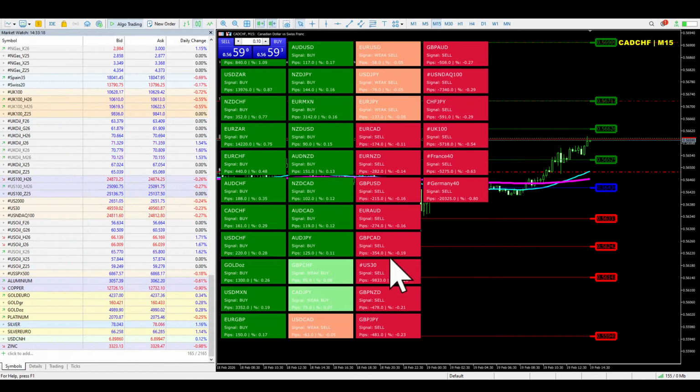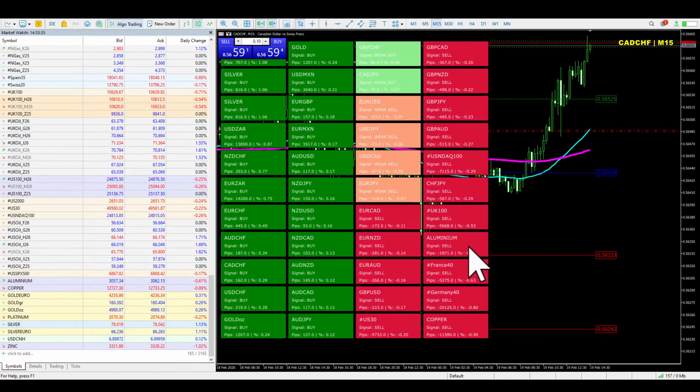Aluminium. And what else can I add? Let me also add copper to the scanner. Copper. Then just click OK. When I click OK, it refreshes and then it magically appears.